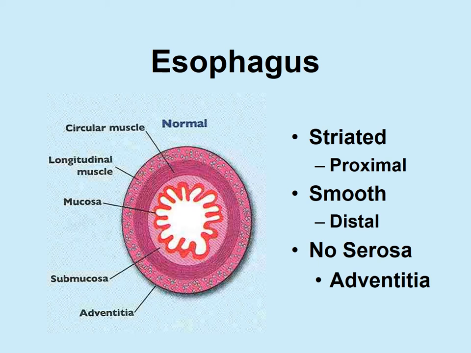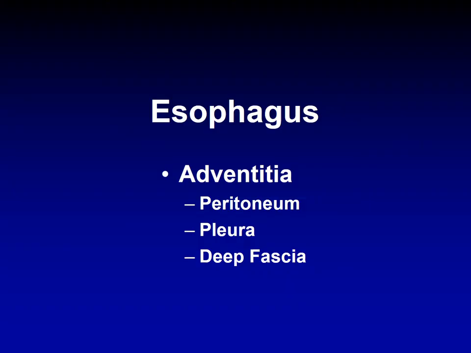What's the adventitia? The adventitia is part of the peritoneum, the pleura, the deep fascia. That's very important, and that tells you the importance if an infection affected this structure, which means that it can cause peritonitis, it can cause pleuritis, it can cause pneumonia, pericarditis, and sometimes leading to death of the animal.